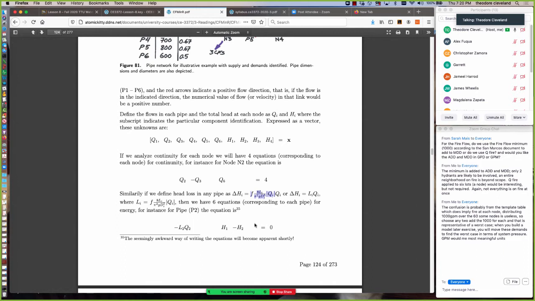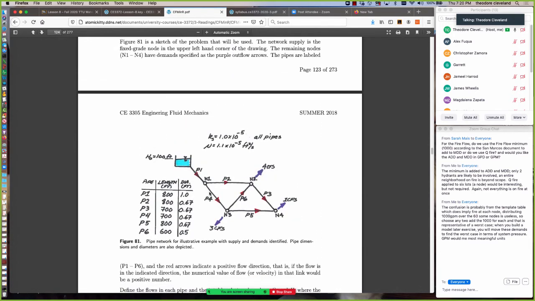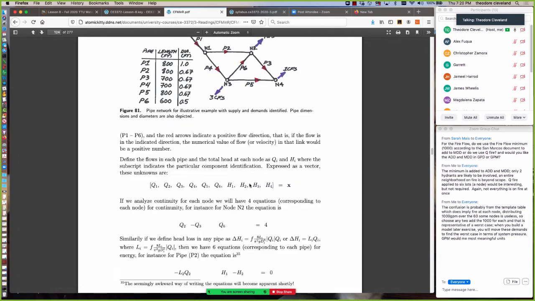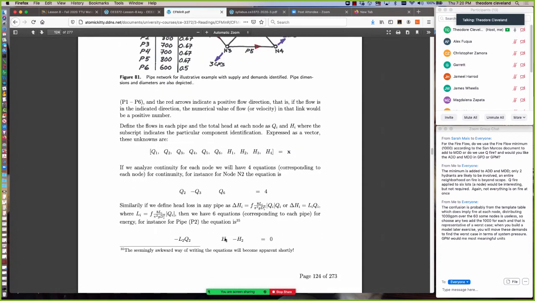For instance, for pipe number 2, the pipe equation is: the total head at node 1 minus the head loss in pipe 2 equals the total head at node 2. So here we have the total head at node 1 minus the head loss in pipe 2 minus the total head at node 2 equals 0.